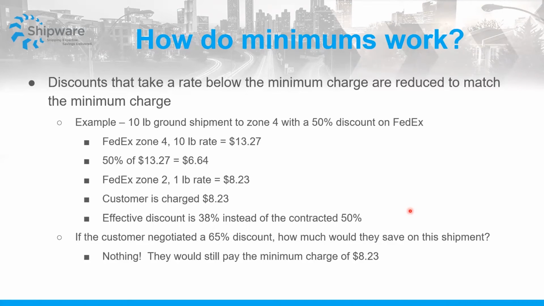So effectively, they're only getting a 38% discount instead of that contracted 50% discount. Essentially, they're paying about 24% higher than what they would if the minimums weren't in place. And something to think about, if that customer went to FedEx and said, hey, I want to improve my rates, FedEx came back and said, great, we're going to give you a 65% discount on this shipment.